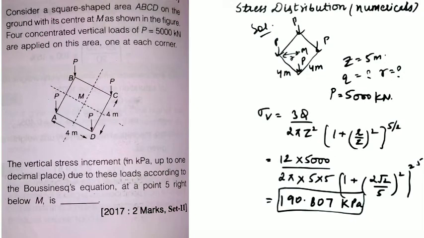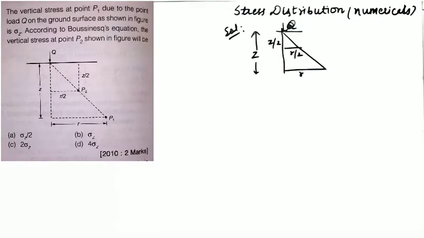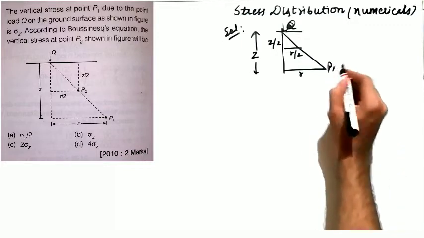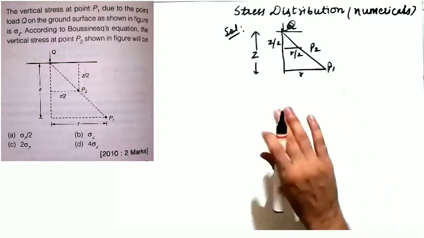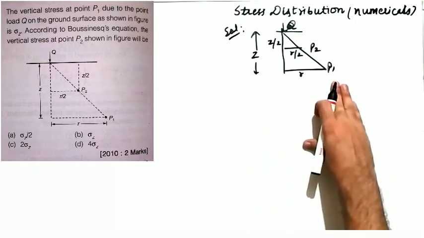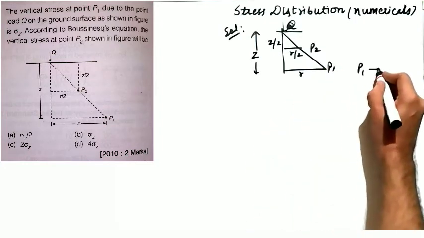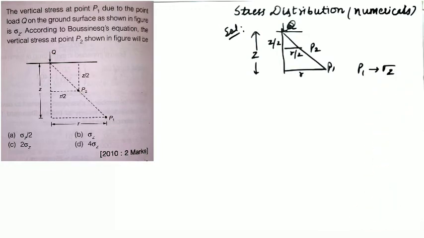Now let us move to the second question. The next question says that the vertical stress at point P1 due to the point load Q on the ground surface, as shown in the figure, I have drawn the figure, is sigma Z. Now see, there are 2 points. This one is P1 and this one is P2. The stress due to the load Q at point P1 is given as sigma Z.